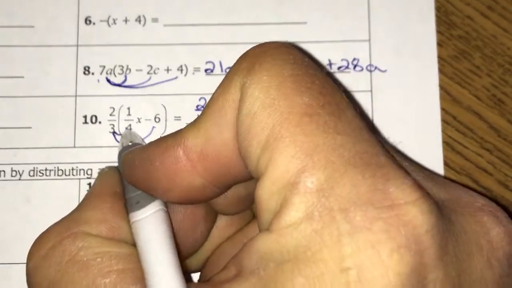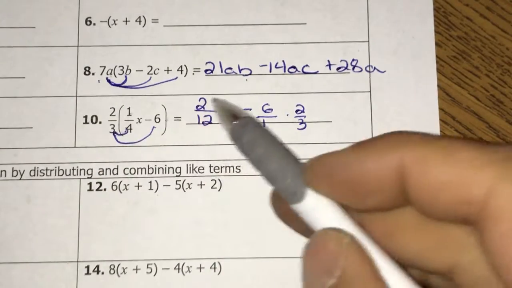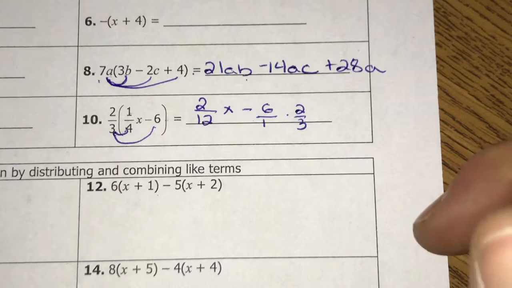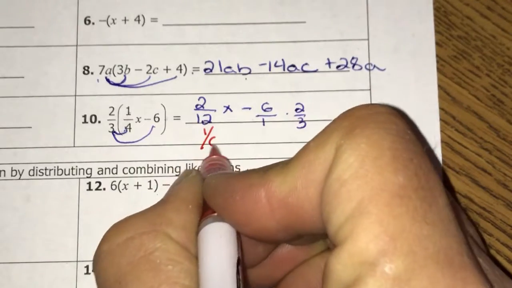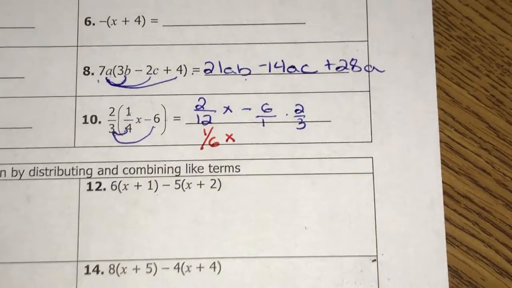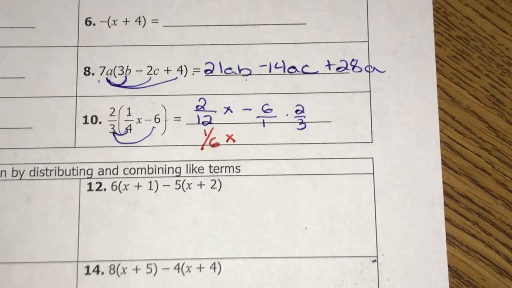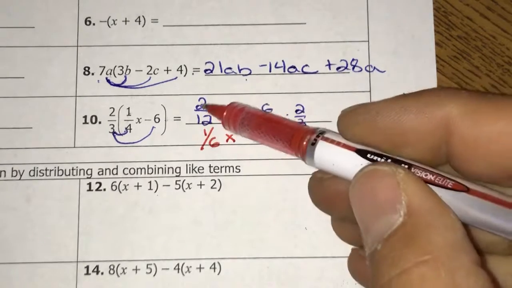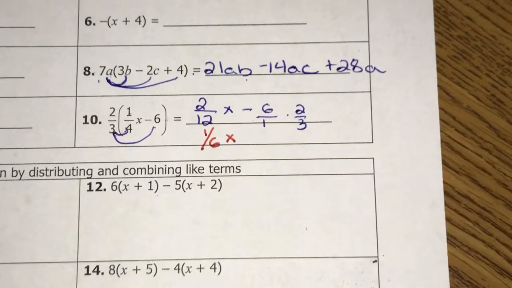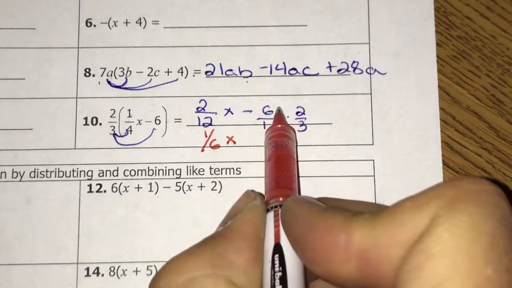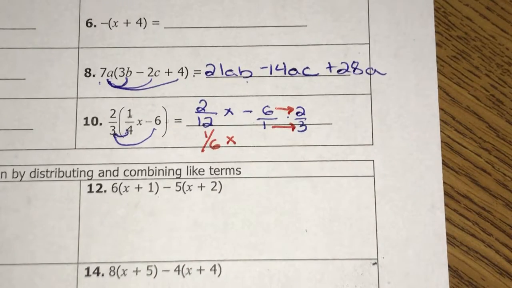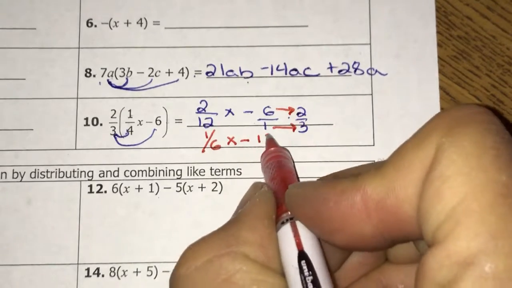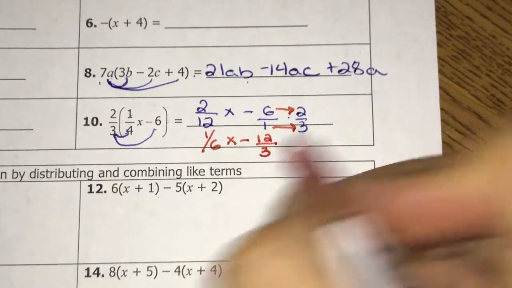We already did the 2/3 times 1/4. That was the 2 over the 12. So now 2 over 12, that's going to simplify to 1/6 x. Because 2, you can divide 2 out of 2 and 2 out of 12. Now when I do the second part, go straight across. So 6 times 2 is 12. 1 times 3 is 3.